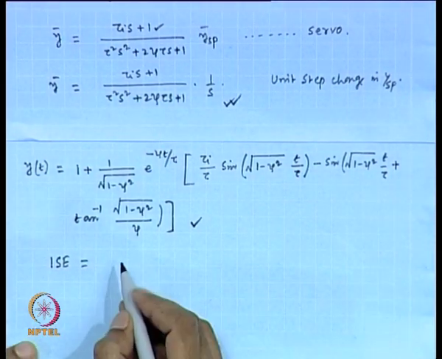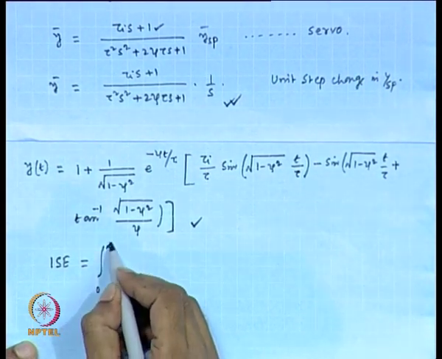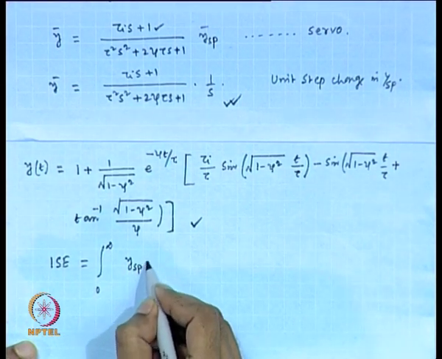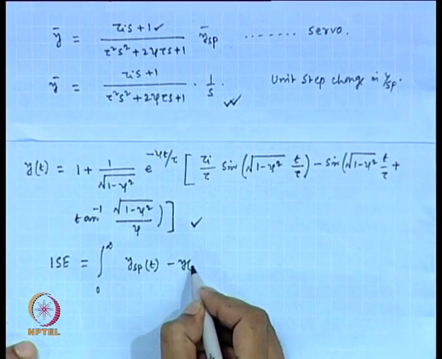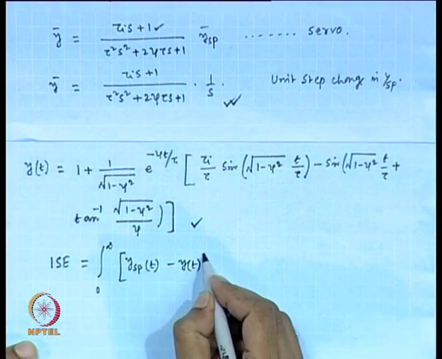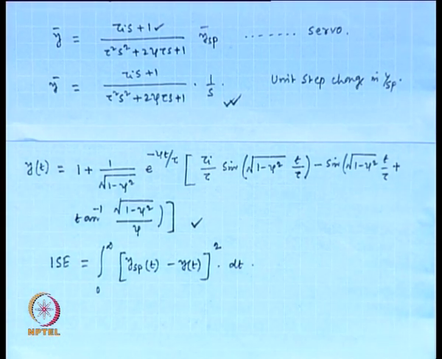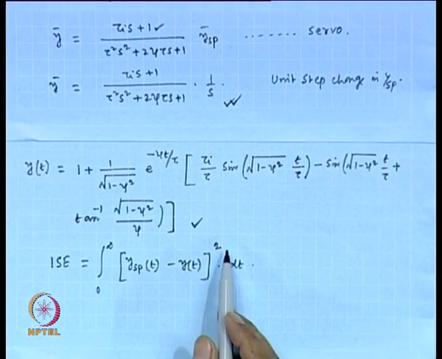Fine. So, ISE is equal to the integration from 0 to infinity of (y set point(t) minus y(t)) whole square dt. Among the three time integral performance criteria, we are interested to tune the control parameters using the ISE performance criteria.